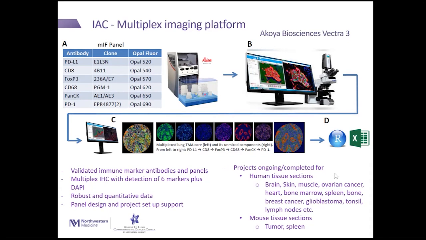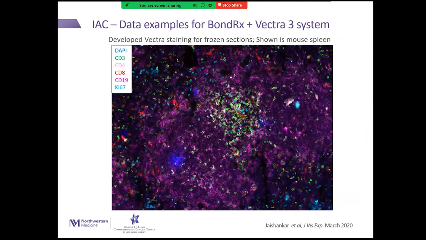Just to give you a hint, we have projects ongoing or completed for human tissue sections that you see here. All of this kind: brain, skin, muscle, different kinds of cancers, spleen, bones, etc., and also mouse tissue sections. So, to give you examples of how we use this platform.